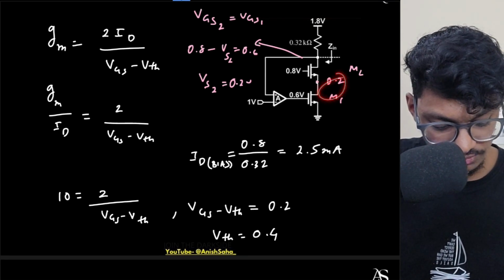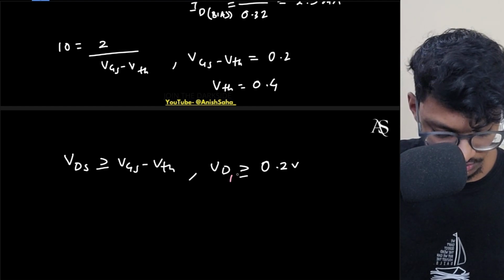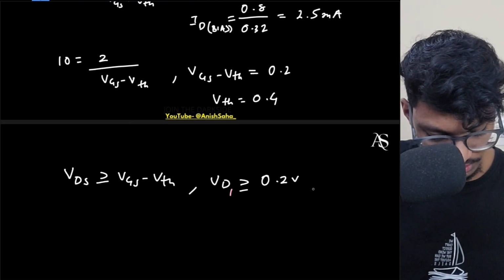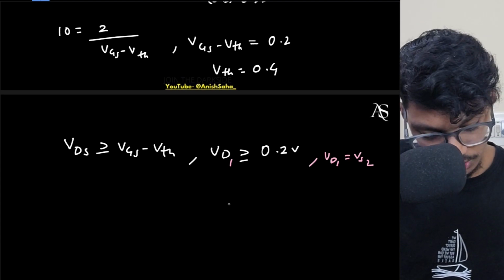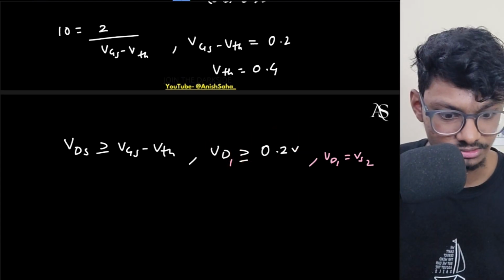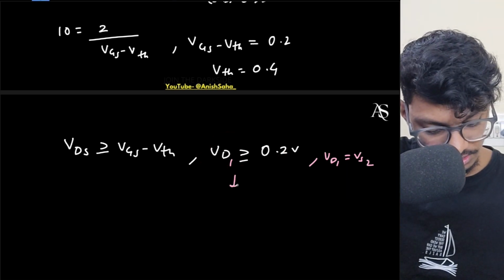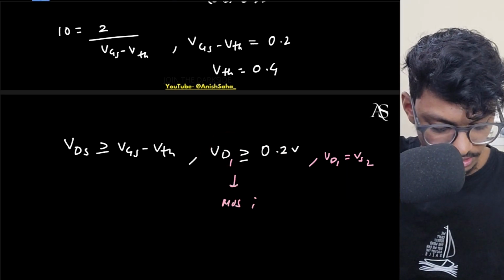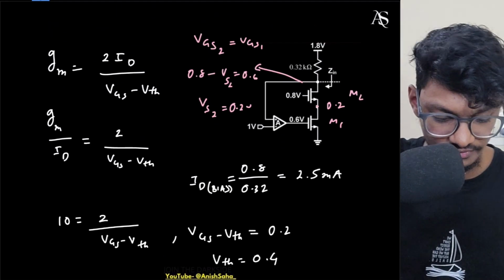If this point potential is 0.2 volts, can I write that thing here? Because my VD1 will be equal to VS2. So VD1 equals VS2 as they are the same nodes only. So I can say this node is 0.2, which is satisfying the condition. So my VD1 is greater than or equal to 0.2. It is satisfying, so I can safely say MOSFET is in saturation.